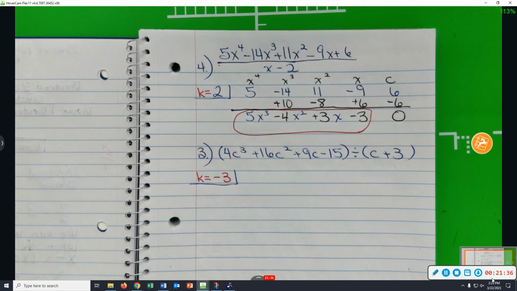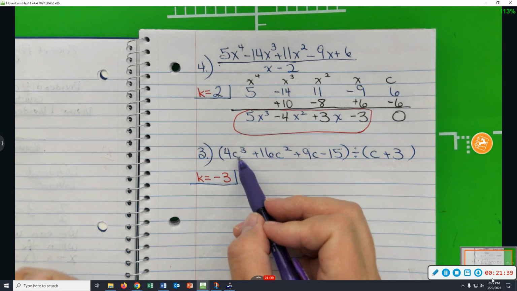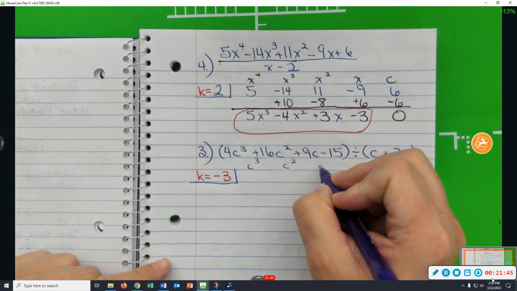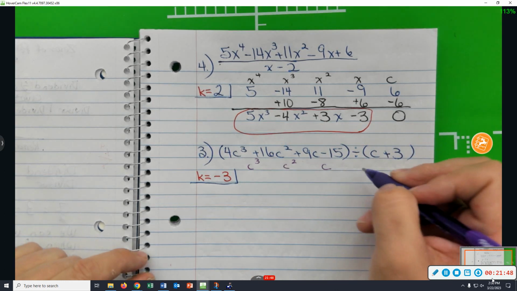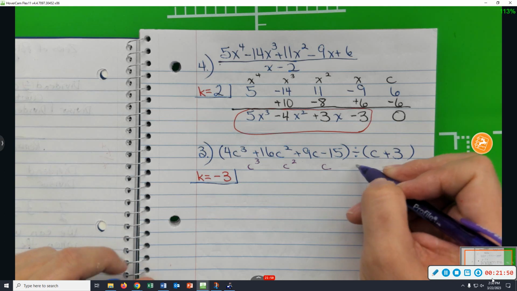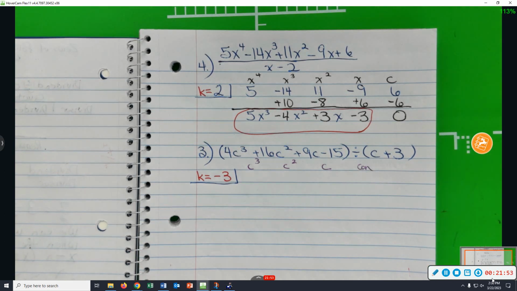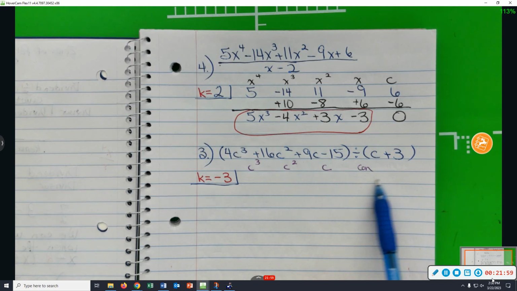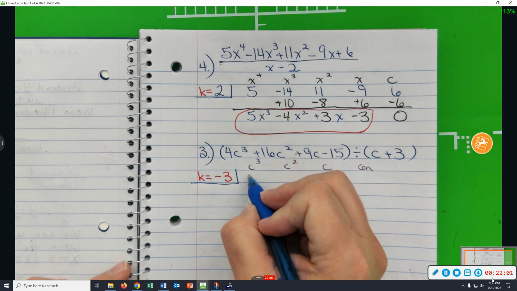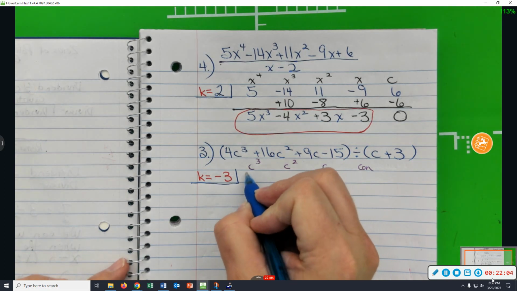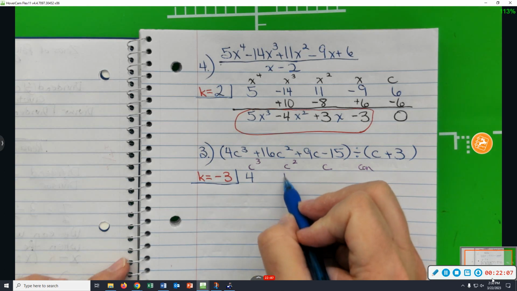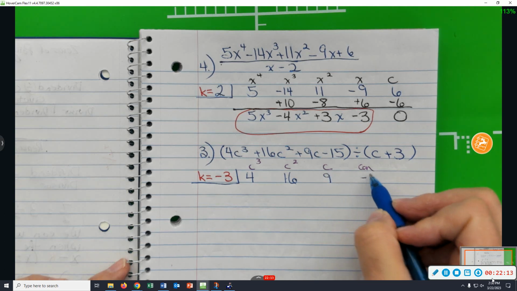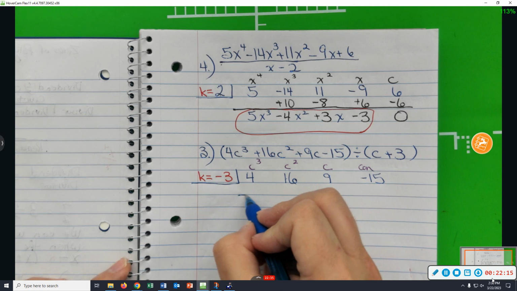And then I'm going to put my column headings. The largest exponent is c cubed, then c squared, c, and CON for constant. Now help me fill in this row right here. The coefficient of c cubed is 4, then 16, positive 9, and negative 15. Then I skip a line.